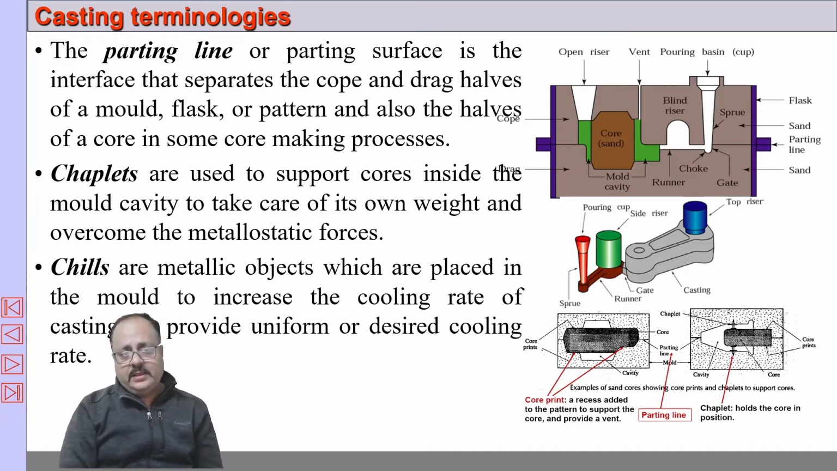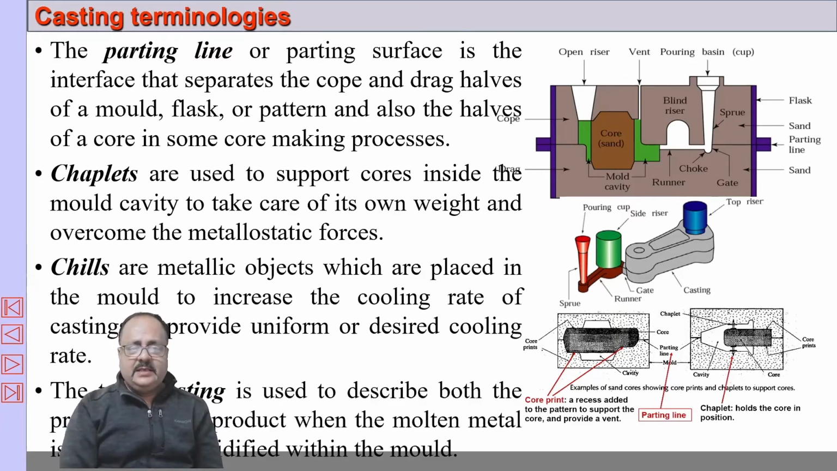Solidification can be controlled by using certain metallic objects inside the mold, not in the cavity. Mind you, not in the cavity, and that metallic object does not form part of the casting. Rather, it remains in the mold, which you can take out later on. These are called chills. And lastly, the term casting is used to describe the process as well as the product. The product is also called casting. The process is also called casting. This particular process that I have discussed, or the terminology that I have discussed, is of sand casting.